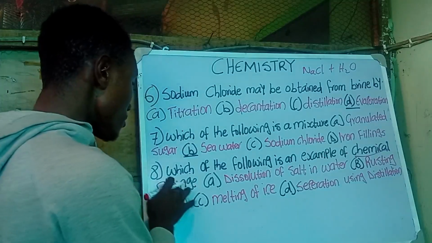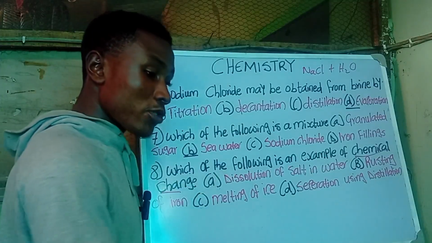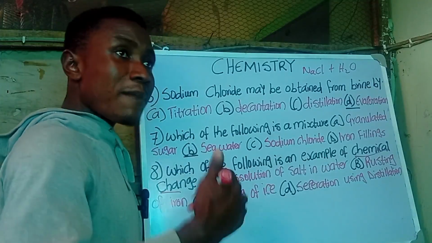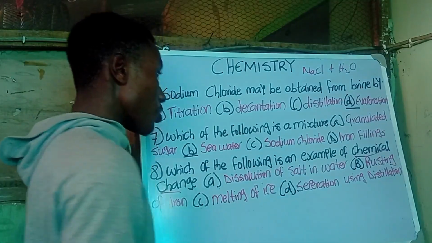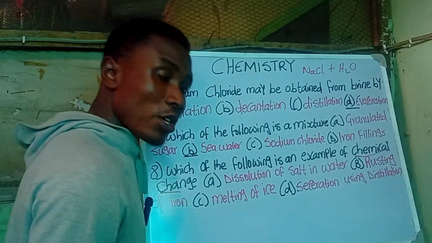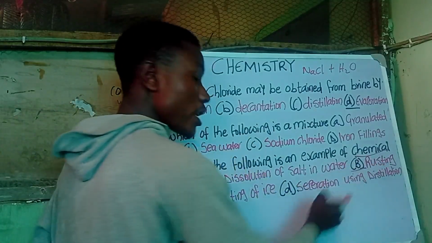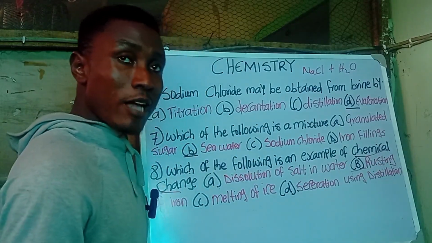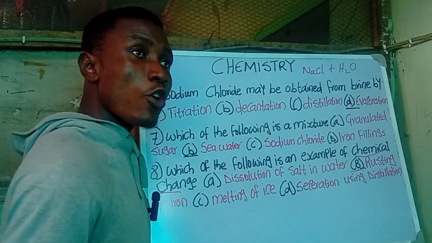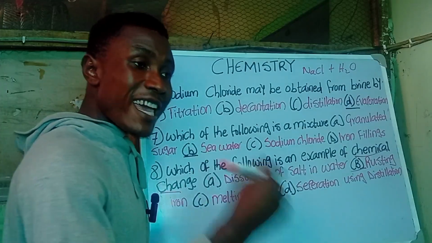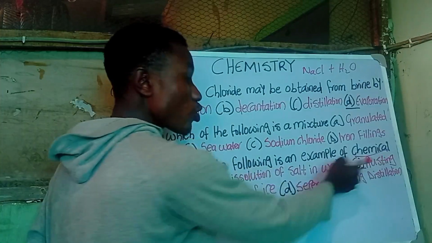So dissolution of salt in water, when we dissolve our salt in water, we can get it back by heating the water to dryness, evaporation. Rusting of iron is an example of a chemical change, because a new substance is formed. Rust, right? When you expose iron to moisture, that is air and water, it is going to rust.